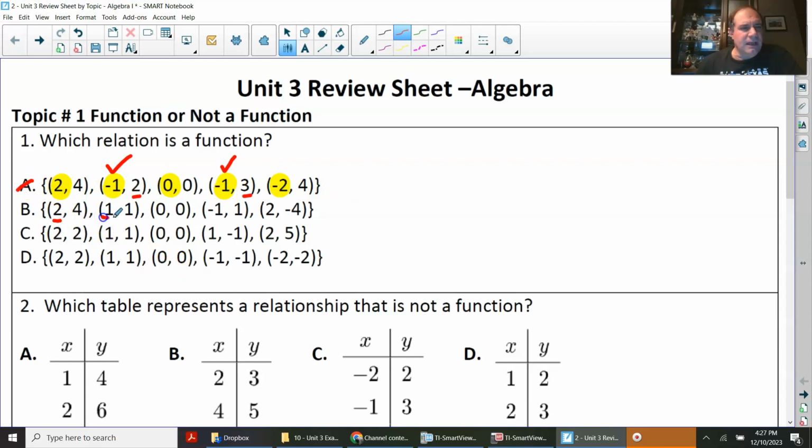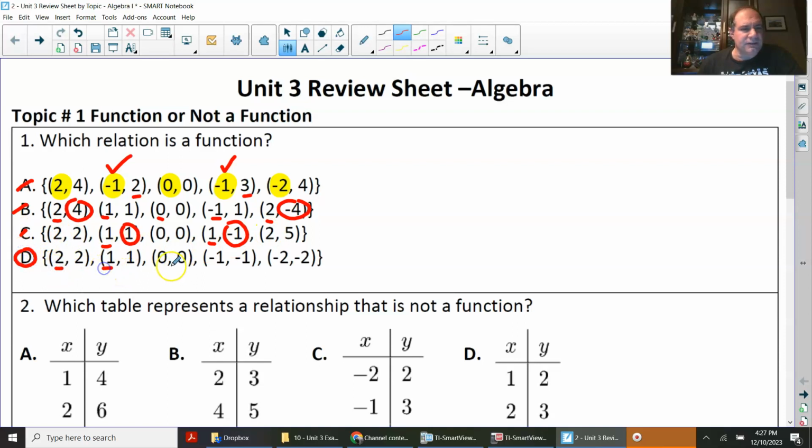Then we're going to look at the x's right here, and the 2's repeat, and it goes to -4, and 2 goes to 4. That is not a function. Every x must have its own y. So the 1's repeat here, and they go to 1 and -1. That is not allowed. D must be a function.